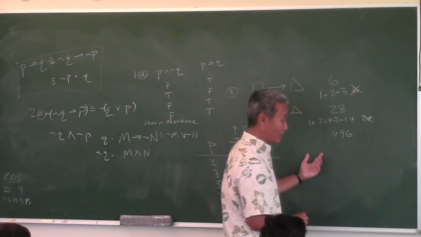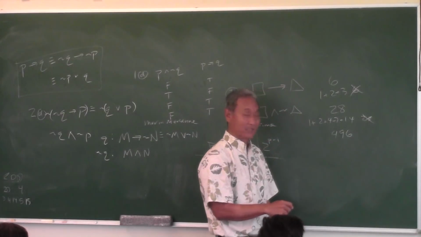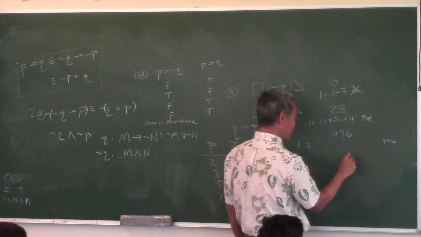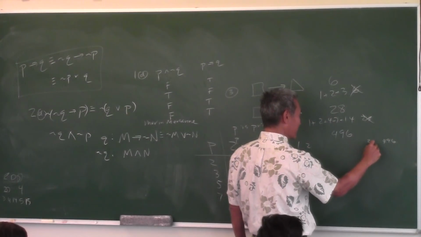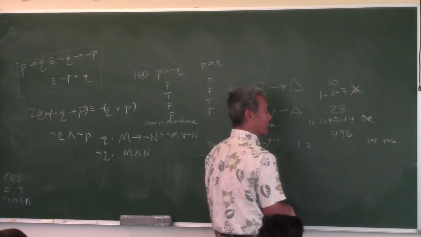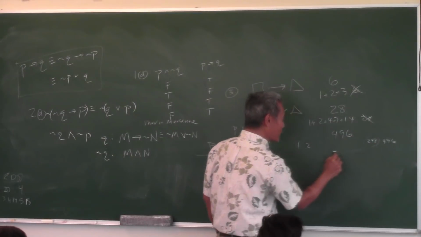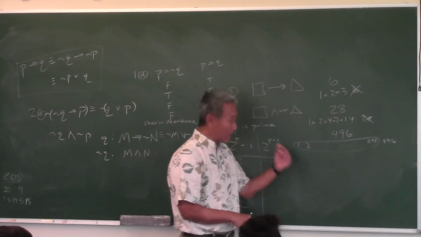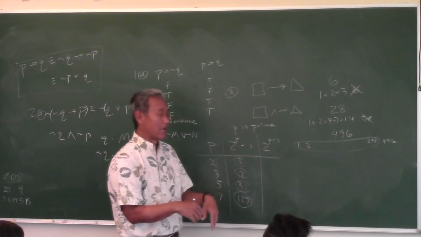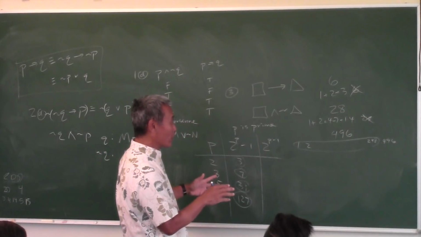You guys want to try? Just for fun, what are the factors of 496? 1 times 496, 2 times 248. Does 3 go into that? Not really. Anyway, if you were to add up all of these numbers, it would come out to 496. That's why it's perfect. Now this is scaring me because now you know what a perfect number is.